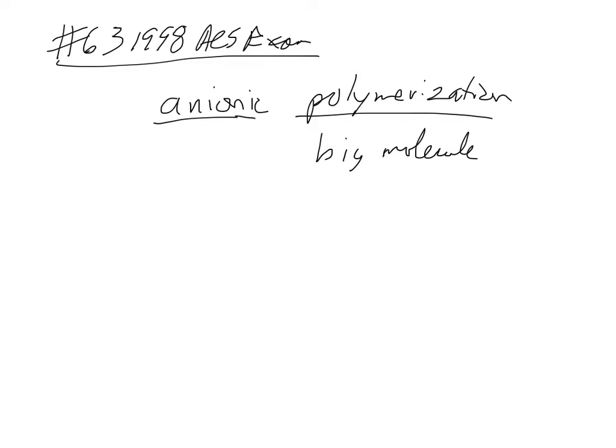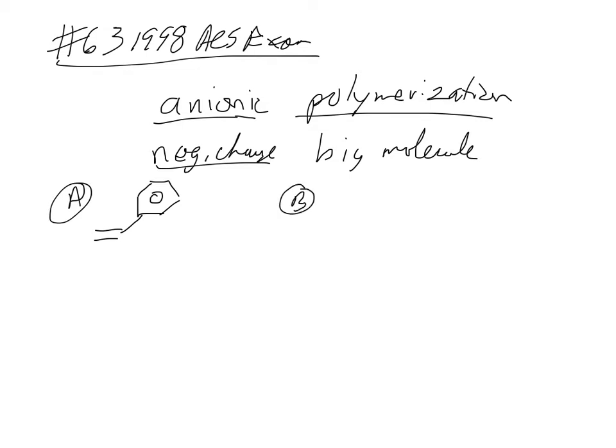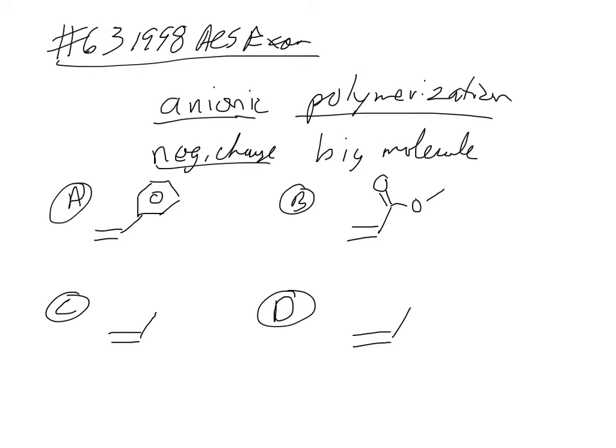What does anionic mean? Anion means negative charge, right? Anion means negative charge. So if you look at the molecules, that's A, that's styrene. Alpha beta unsaturated ester, just an alkene, then an alkene with an OCH3.